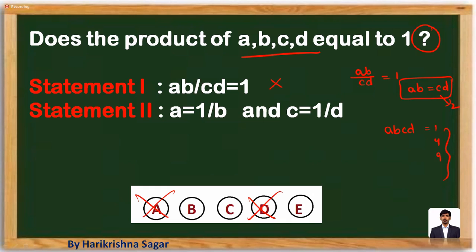Now look at statement number 2. What is statement number 2? A is equal to 1 by B. That means AB is equal to 1 from this data. C is equal to 1 by D. That means CD is equal to 1 from this data. AB is given, CD is given. So what is ABCD now? ABCD is equal to 1 into 1, that is going to be 1. We are able to mark the answer by using statement 2. Fix it as option B, eliminate C.